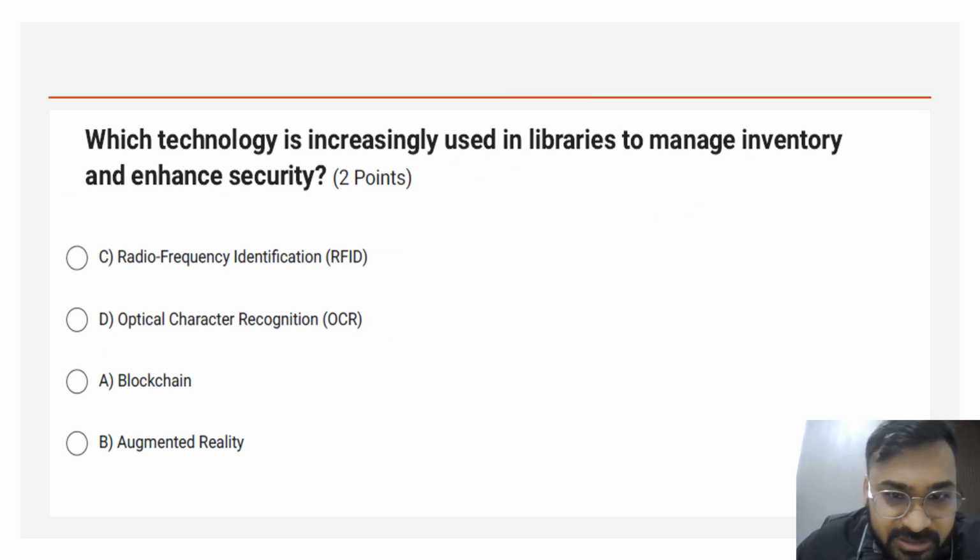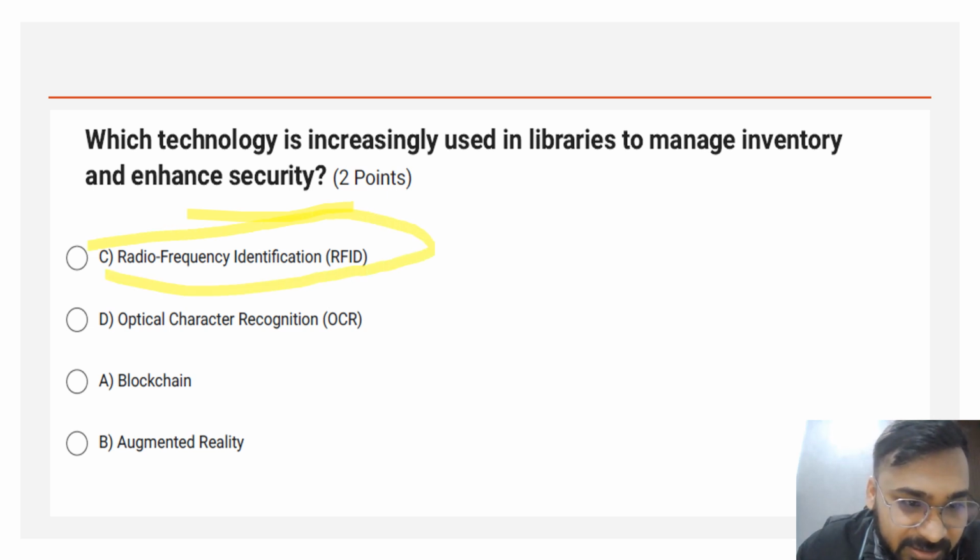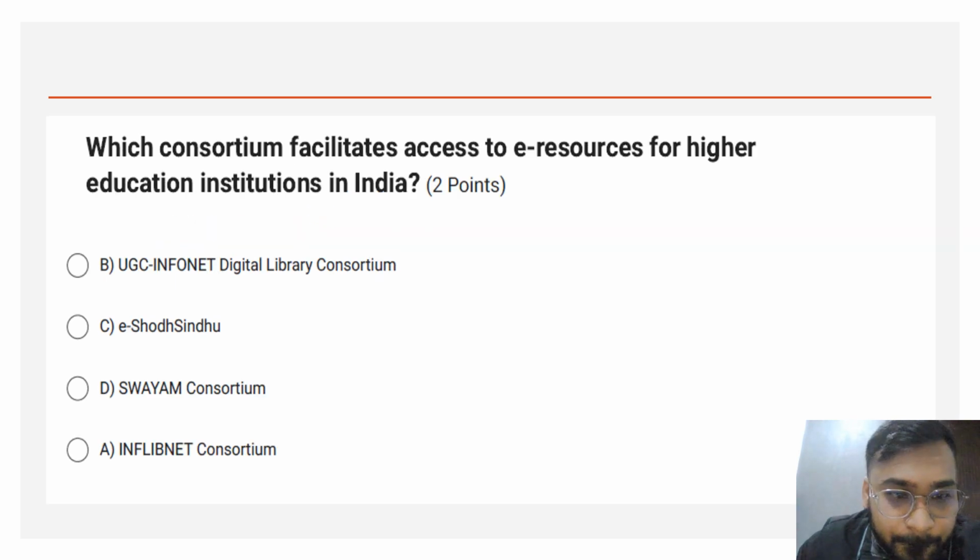And which technology is increasingly used in libraries to manage inventory and enhance security? That is radio frequency identification, RFID technology. Anti-theft detector as well. Which consortia facilitate access to e-resources for higher education institutions in India? It is E-ShodhSindhu. The same question has come in UGC NET as well. E-ShodhSindhu is a consortium of INFLIBNET.